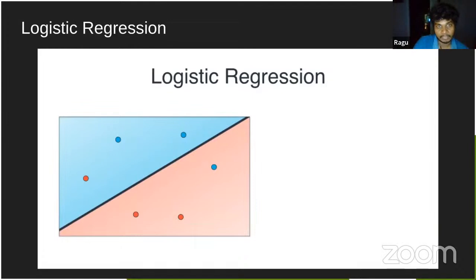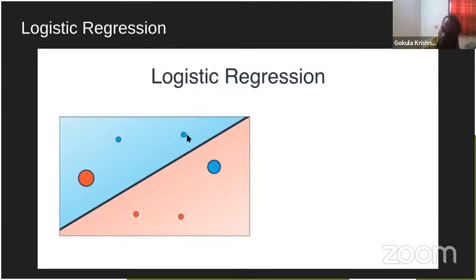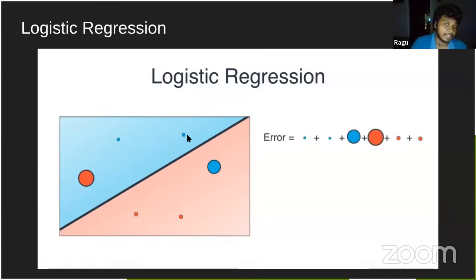So how do we do it? By giving weights to all the data points. Instead of saying weights, we'll say we are giving a penalty. If this line splits a point wrongly, we give a higher penalty. If the line is properly splitting the point, we give a lower penalty. By this, we add everything up and calculate the error.